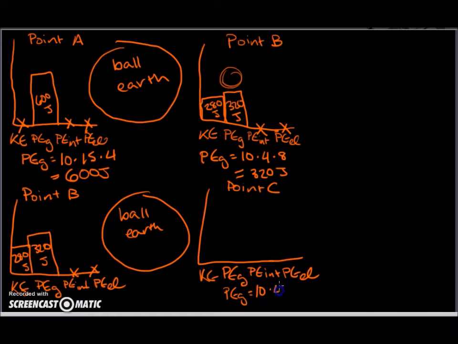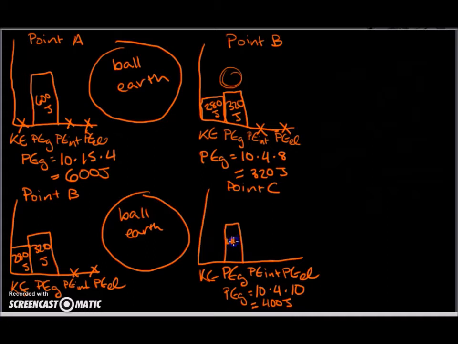So, as we said, potential energy of gravity is equal to the gravitational field strength, 10, times the mass of the object, times the height of the object at the specific time, which means that our potential energy of gravity is 400 joules. And we'll write that in right here. And that's taller than it was earlier.